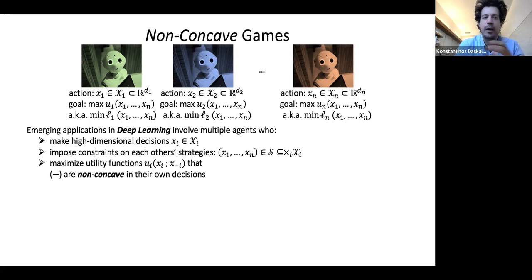And we have to, because as I was saying, in deep learning applications, the utility functions are very funky. So we want to think explicitly about games where the utilities are not necessarily concave in somebody's own actions.